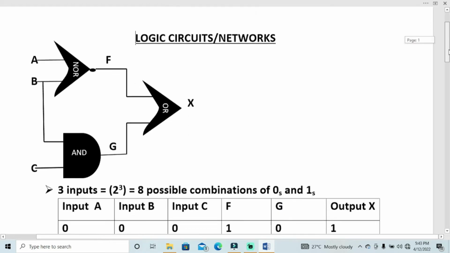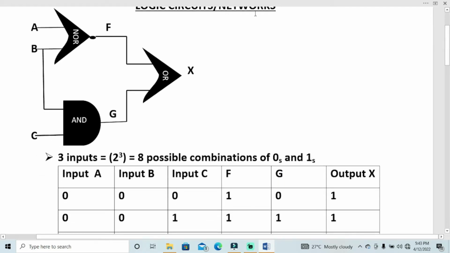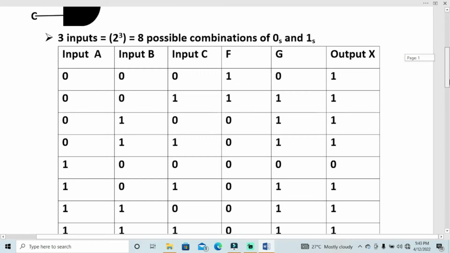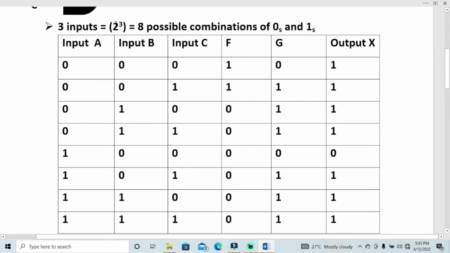So we're going to start with, of course, in the question there are 3 inputs, which just means we have possible combinations of zeros and ones. What you want to note is that where there are 3 inputs, we put it as 2 to the power 3, meaning there will be 8 possible combinations of zeros and ones.